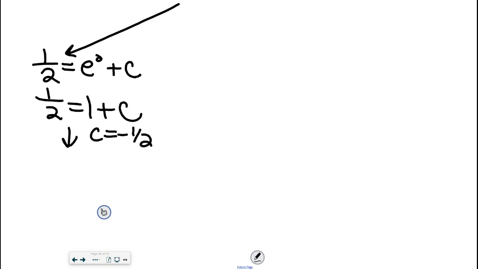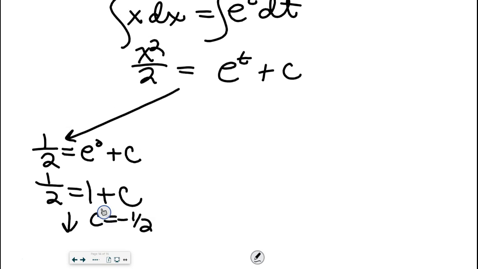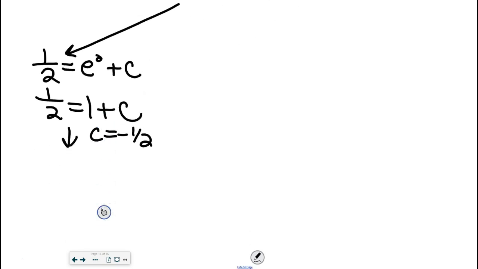It's going in. All right, I have to look at what it's going into though. So she's going to write x squared over 2 equals e to the t minus 1/2. Are we good so far? This is actually kind of a tricky lesson.